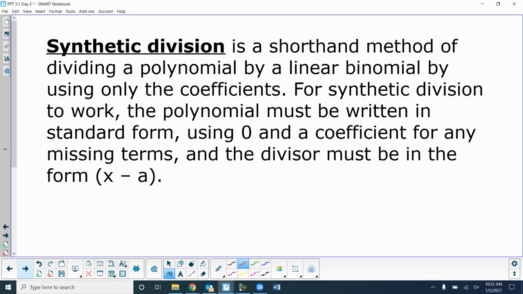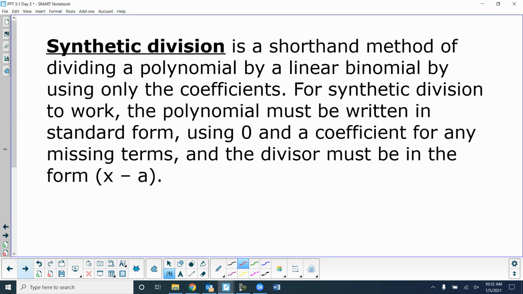For synthetic division to work, though, the polynomial must be written in standard form using 0 as a coefficient for any missing terms. I misspoke there; it should be using 0 as a coefficient for any missing term. And the divisor must be in the form x minus a. So it's going to be a binomial, x plus or minus some number.